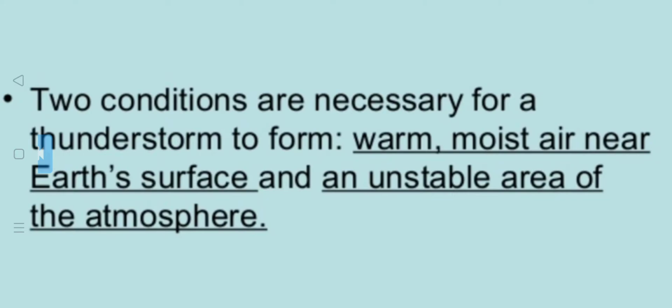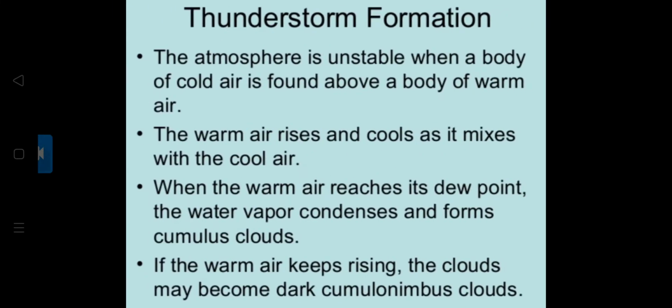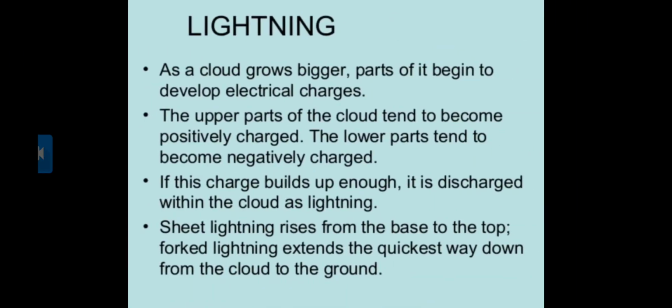Two conditions are necessary for the thunderstorm to form: warm moist air near the earth's surface and an unstable area of atmosphere. This all comes under wind. Thunderstorm formation. How does a thunderstorm form? That also is there for you all to read. This is information. This is basically under the topic of relation between wind and pressure.